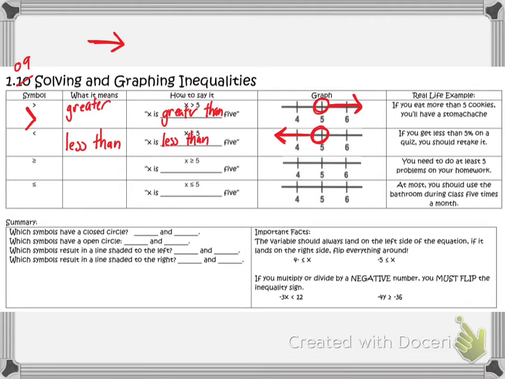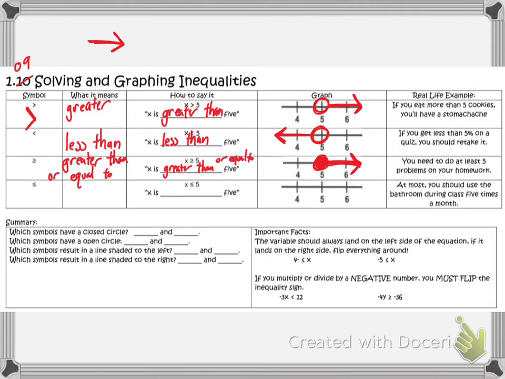The next symbol I have is greater than with an equal sign underneath. So this is greater than or equal to. Oh, I definitely spelled that wrong. Greater than or equal to. For example, I have x is greater than or equal to 5. So here's 5. It can be equal to 5. So now my circle can finally be filled in. And then the arrow points to the right. So I will also draw my arrow to the right.